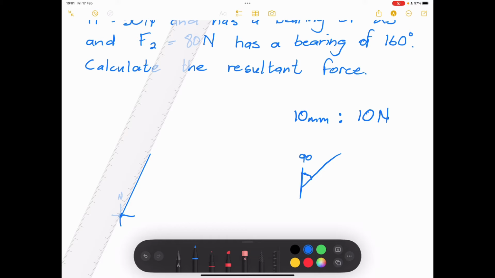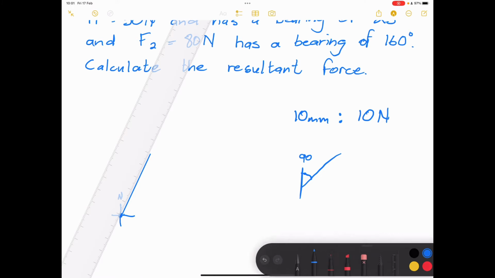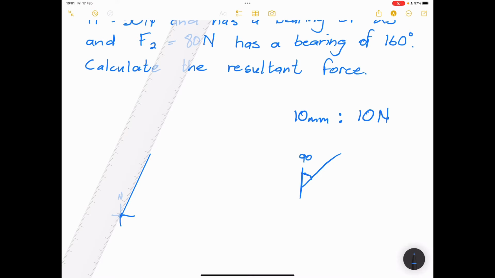Then they said we also have force F2, which is 80 newtons, and it's at a bearing of 160. Now, if you think of our north line, that would be 0 over there, and we're going clockwise, so that would be 90 over there, and going a further. If it has to be 160, it means we're going a further 70 from 90.